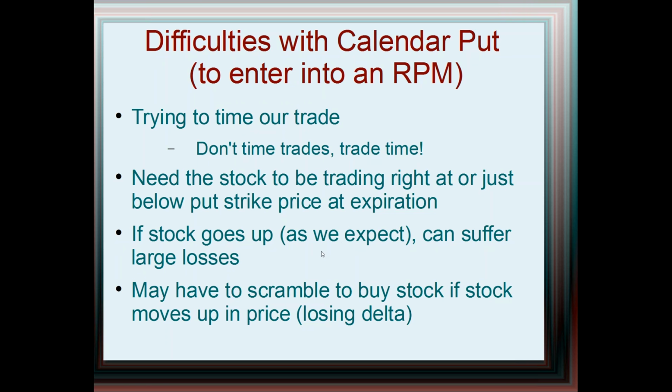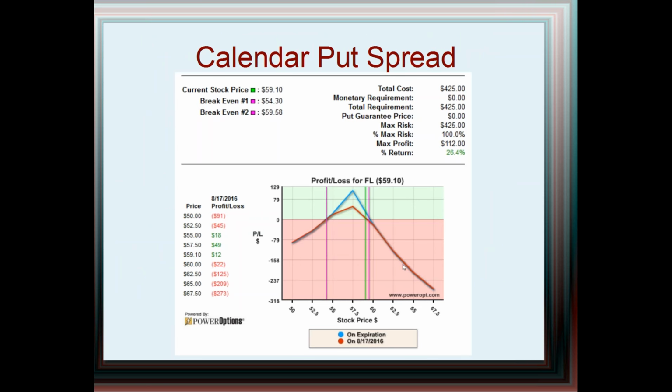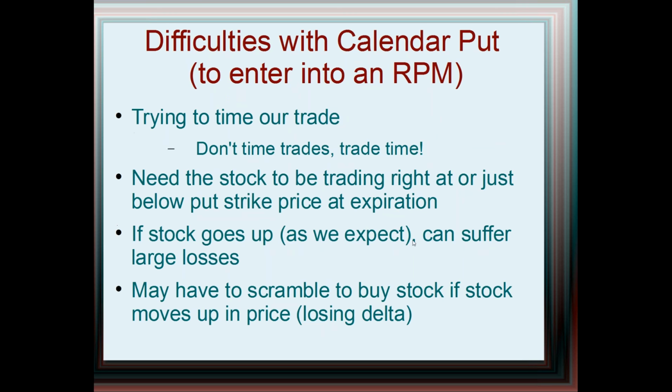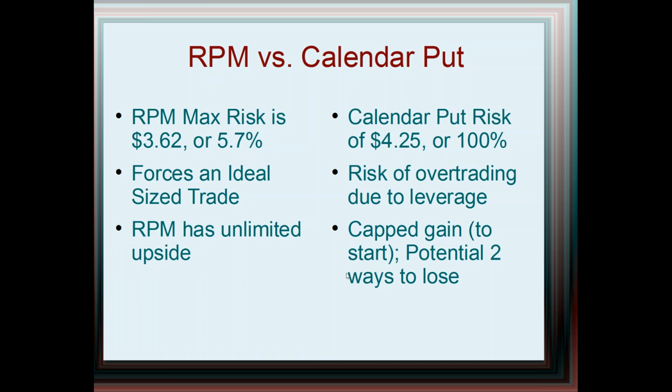If the stock goes up as we expect, we can suffer large losses, especially if there's a gap up because of earnings, which Foot Locker is going to have next Friday morning at the open. This naturally wouldn't be a position we'd want to enter. And if the stock moves up as we saw Foot Locker has done today, we're almost at a loss on the calendar put spread we could have entered Tuesday. You're going to have to scramble to buy the stock so that you have the positive delta still working in your favor. The straight side-by-side comparison.